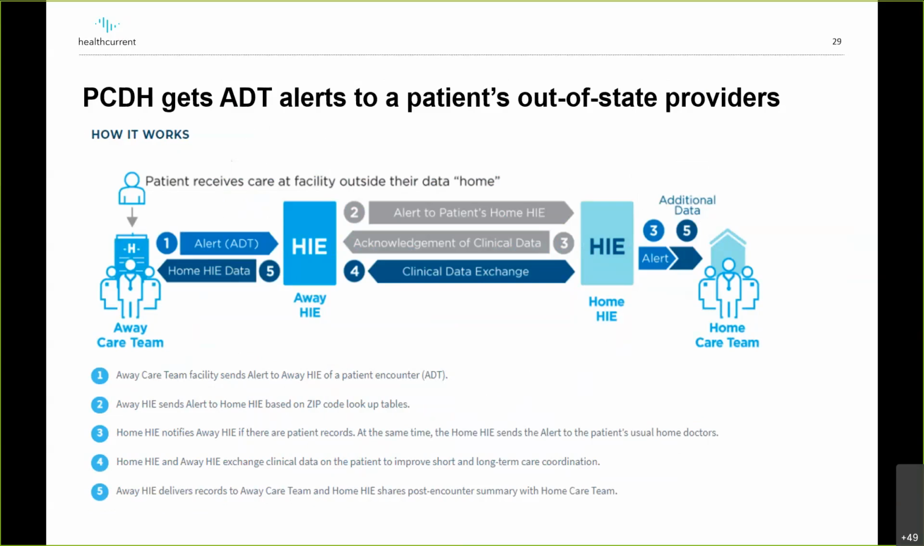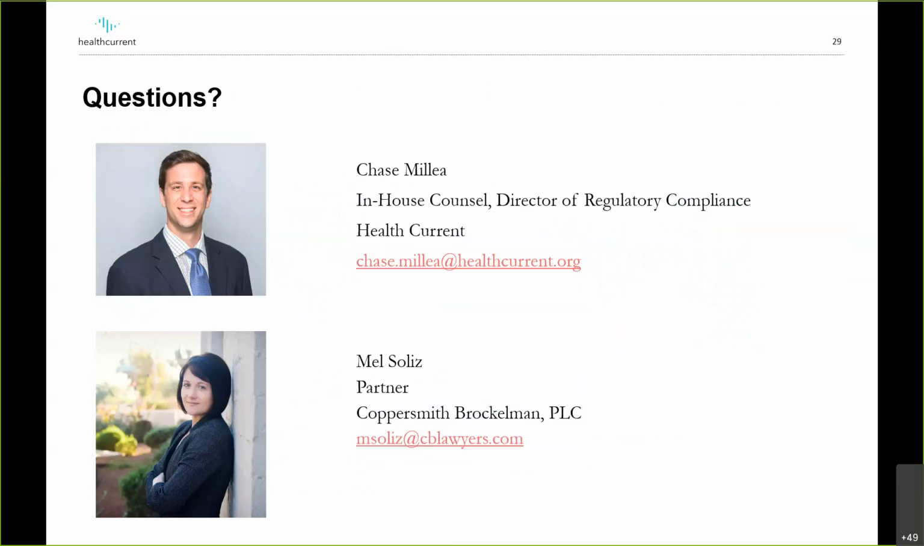There's no geographical boundary within the CMS rule. So if the patient's primary care physician is in Michigan, you need to make reasonable efforts to get that ADT alert off to that provider in Michigan, and leveraging PCDH connections like this one is one way to do that.